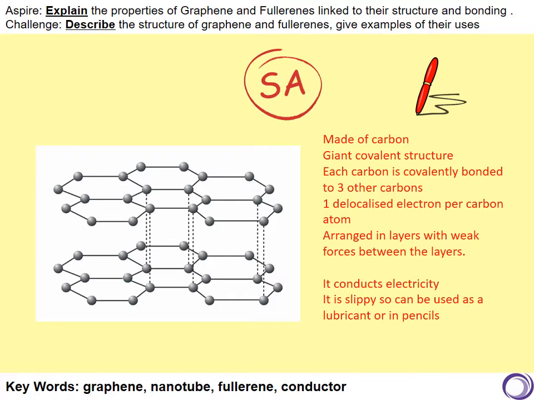Graphite can conduct electricity because it has delocalized electrons, and it is slippy so it can be used as a lubricant or in pencils. If you drew the diagram, you can give yourself 2 out of 3 of the marks.